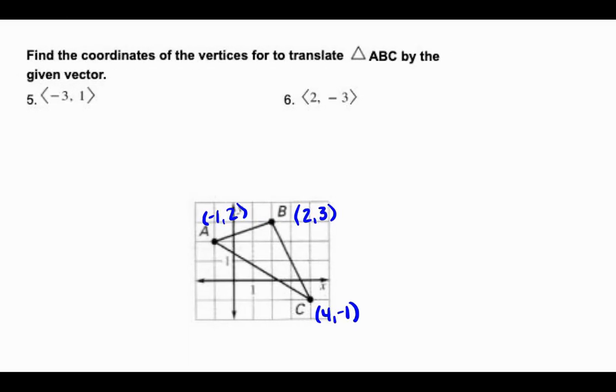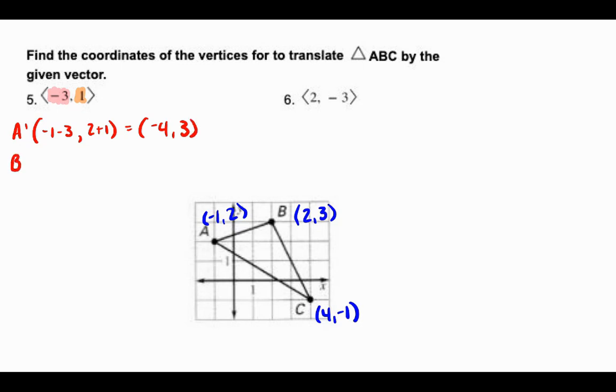In the next set of problems, we have been told the vector component form, and we're supposed to translate the triangle. We're using the same triangle for both problems, so I just have the coordinates listed on the graph itself. In the vector component form, my first number tells me how to change the x values, and my second number tells me how to change the y values. So in order to get A prime, I'm going to take -1 and subtract 3, and I'm going to take 2 and add 1, and I'm going to end up with the point -4, 3.